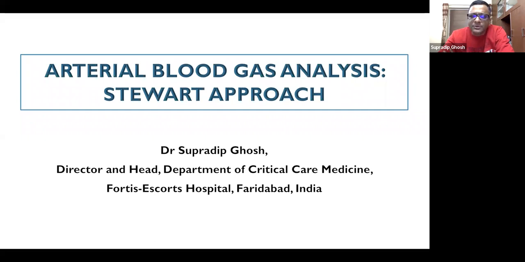Then we have the approach provided to us by the famous Sigurd Andersen, the base excess approach. And the third approach is what we call the physico-chemical approach, which was provided by Peter Stewart in the 1970s. Now, all three approaches are almost similar in their respiratory component. They differ significantly in their approach regarding metabolic acid-base disorders.